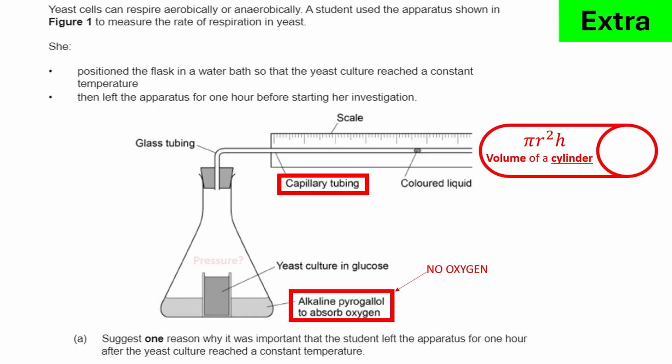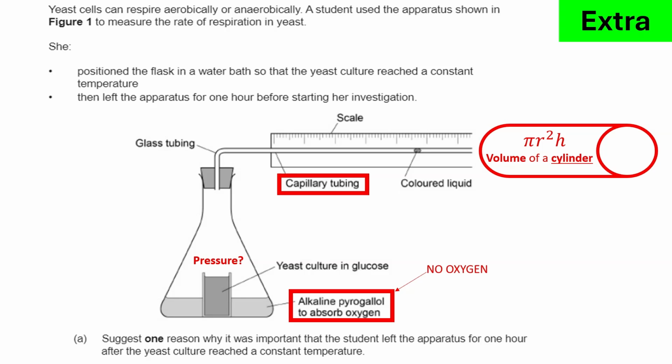Now, this question is all about the pressure change within the flask. So if the yeast are respiring anaerobically and they're making carbon dioxide gas, but there's no oxygen gas, then there's going to be more gas molecules within the flask over time as the CO2 starts to accumulate. And that means the pressure in the flask goes up. Now, as the pressure increases, that's going to force the coloured liquid to move to the right. So we can actually measure in millimetres how far that drop of coloured liquid moves.